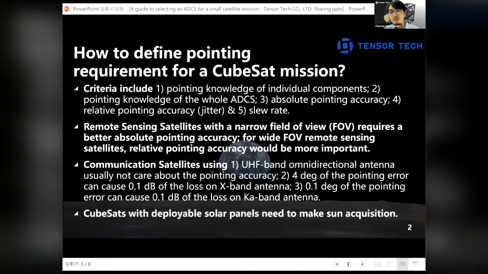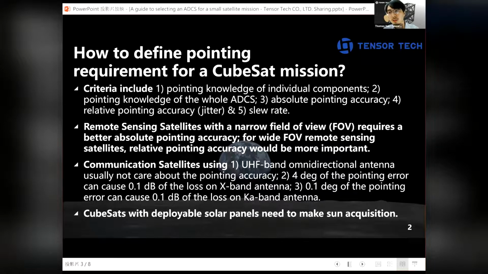And then there are absolute pointing accuracy and relative pointing accuracy, where the relative one usually refers to jitter. People are maybe less familiar with the relative pointing accuracy. Actually, this is a drift of attitude defined over a period of time, for example 30 seconds or 1 millisecond, depending on the user's application.